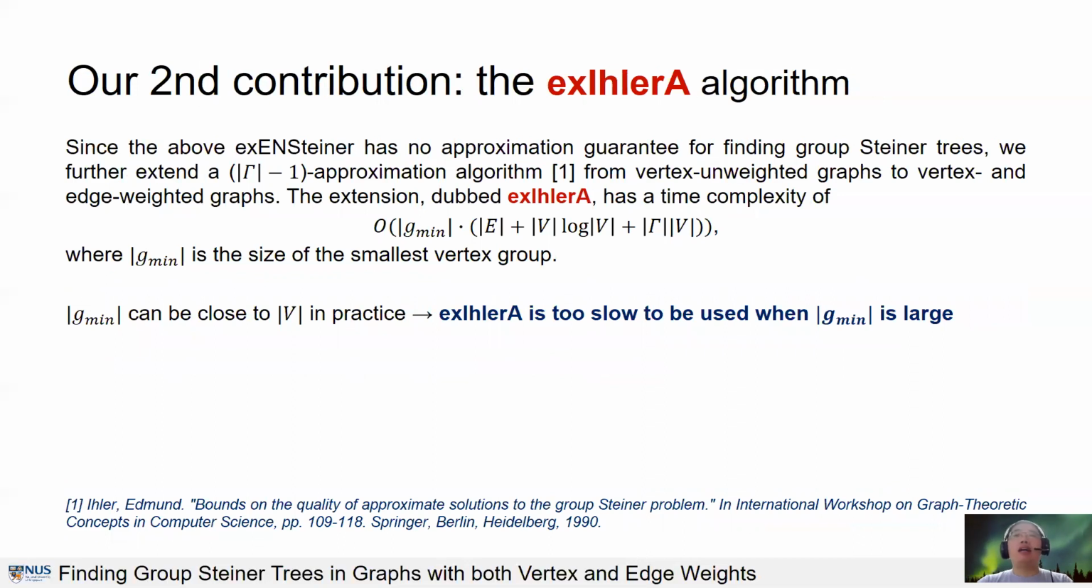Since the above XEN-Steiner has no approximation guarantee for finding group Steiner trees, we further extend a Γ-1 approximation algorithm from vertex unweighted graphs to vertex and edge weighted graphs. The extension, dubbed X-ELA, has a time complexity proportional to the size of the smallest vertex group, g_min. Since g_min can be close to V in practice, X-ELA is too slow to be used when g_min is large.